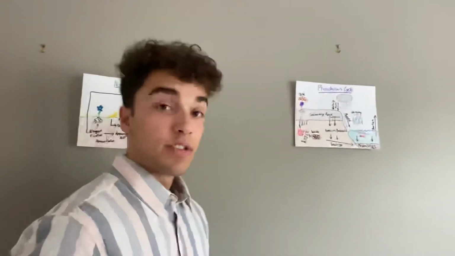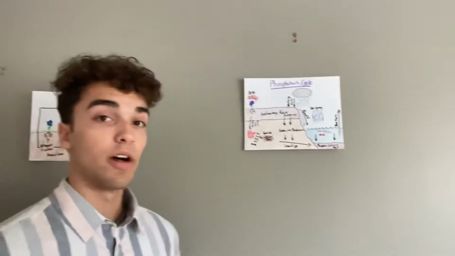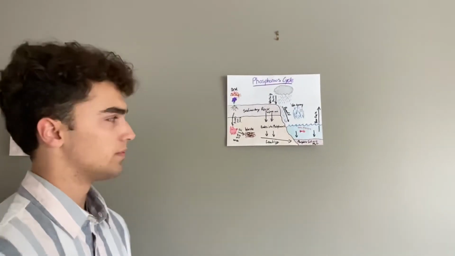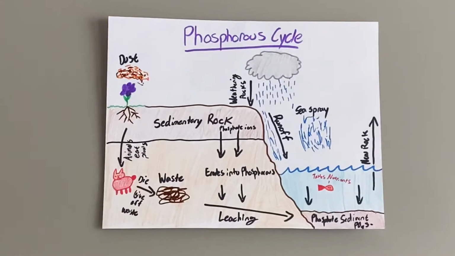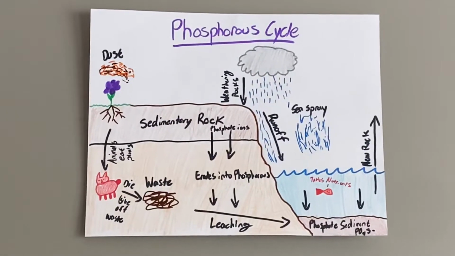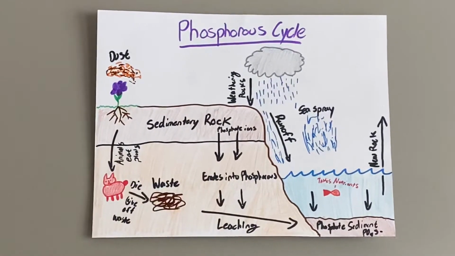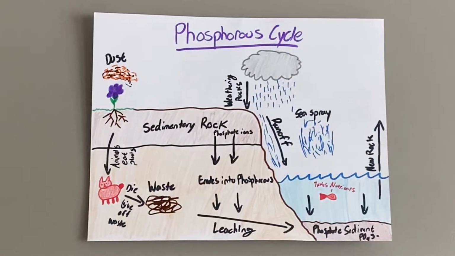Heading over to the phosphorus cycle, the major source of phosphorus is sedimentary rock, where most phosphorus is stored. This phosphorus can be weathered. Sea spray and dust are all ways that phosphorus can be transported. All the sedimentary rock with phosphorus starts to slowly go down, and erodes lower into the ground.